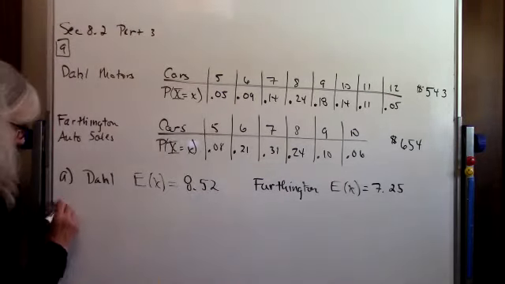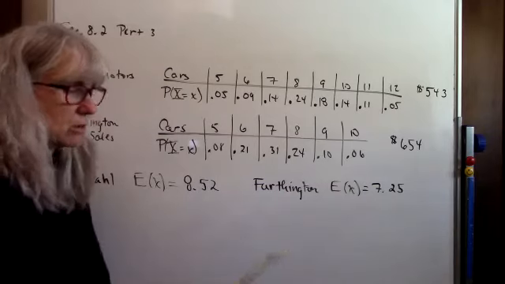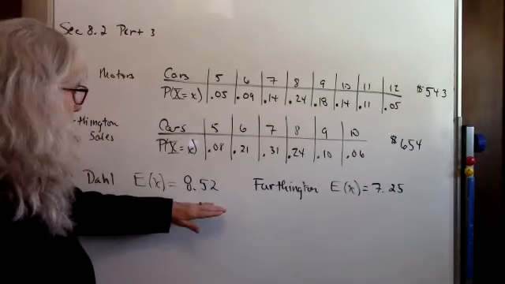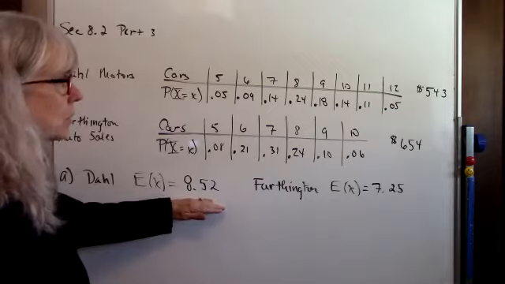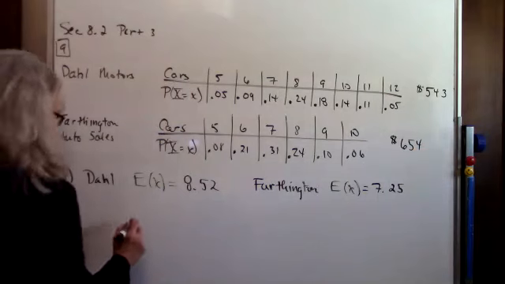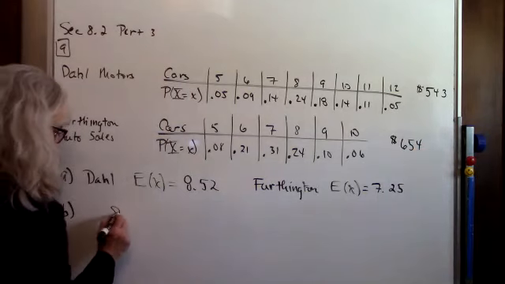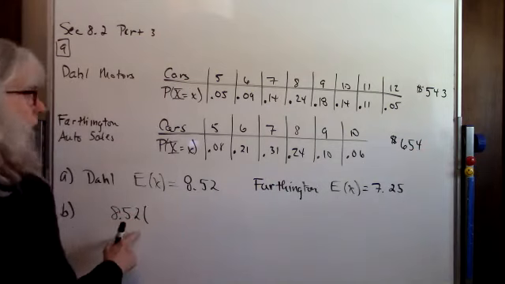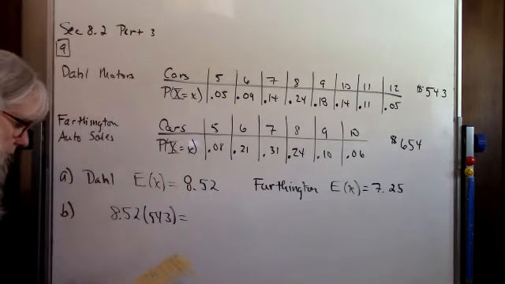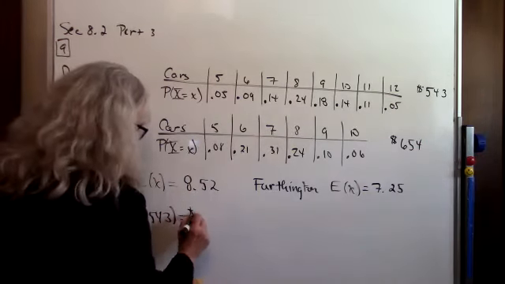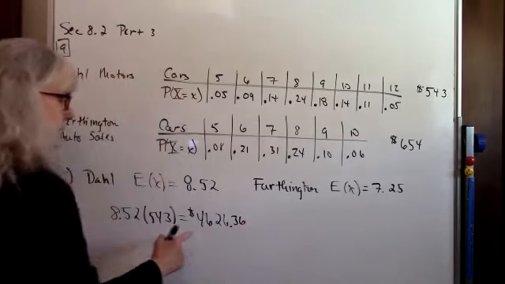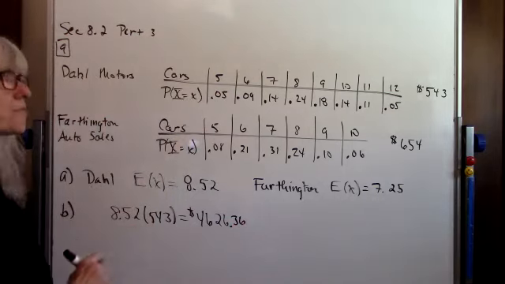So part B says, if Roger's objective is to purchase the dealership that generates a higher weekly profit, which dealership should he purchase? Well, the Dahl Motor Company is selling on average 8.5 cars per week, and the average profit per car is $543. So what we're going to do is multiply 8.52, the number of cars, times the profit per car, 543, to see that they'll generate on average $4,626 and 36 cents a week. So that's their weekly profit based on the average price of the car and the average number of cars.